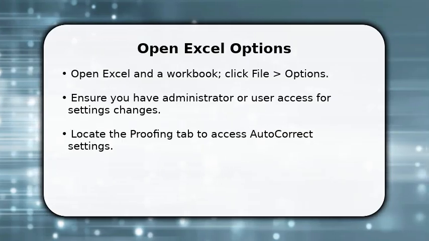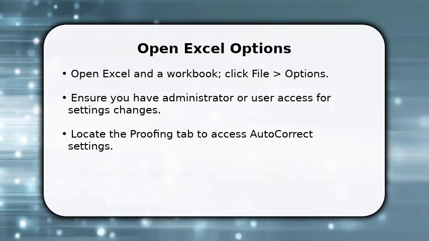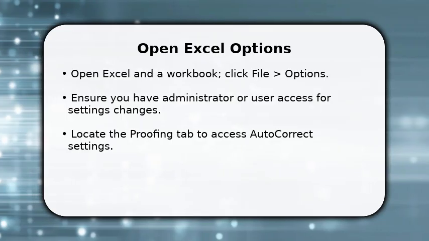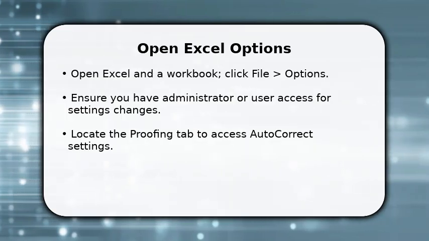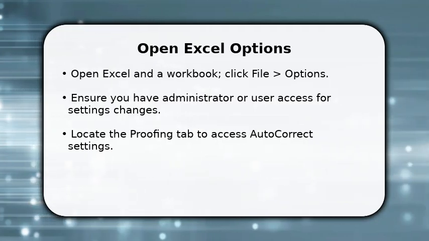You start inside Excel with a file open. Click File, then Options to reach Application Settings. Once there, go directly to Proofing. This is where Autocorrect lives. Make sure you have the proper user access, otherwise changes won't stick.